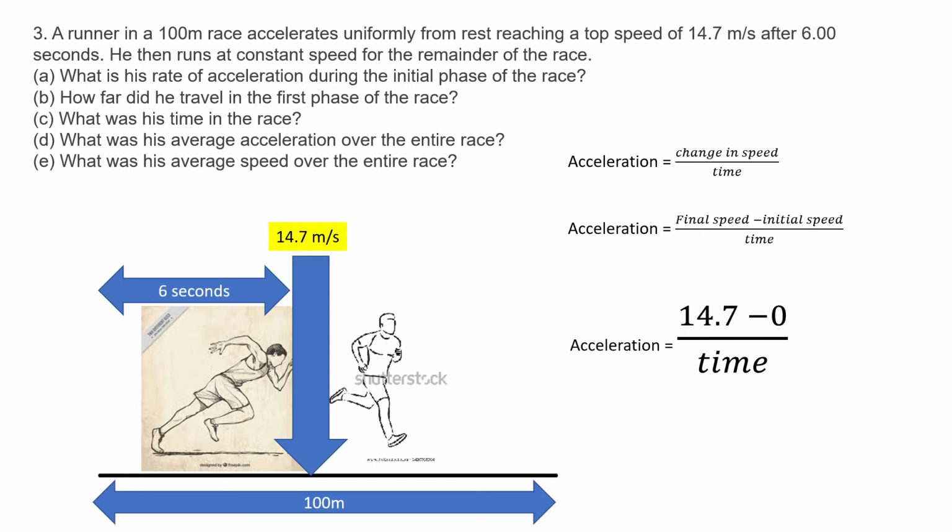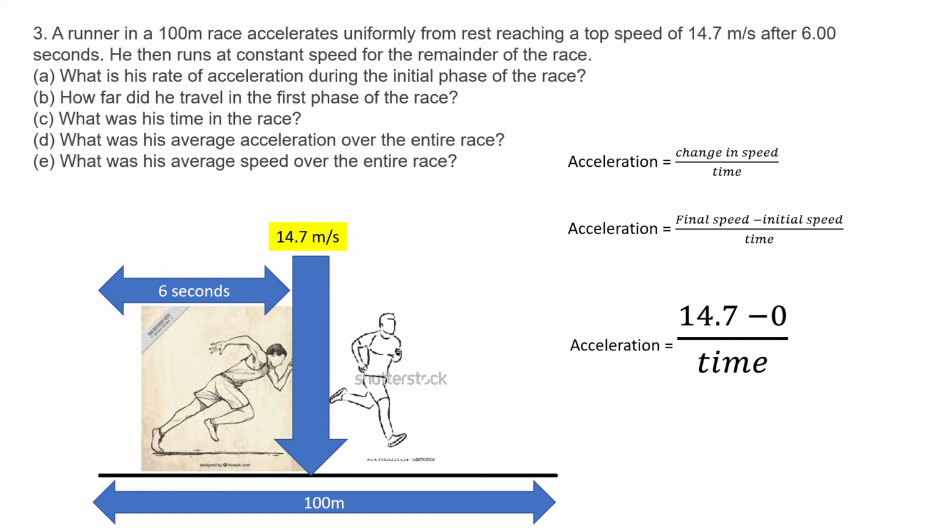Well, it was from rest. So it is 14.7 take away 0 and divided by the time. For the first part of the race, it took him 6 seconds. So what is the time? Okay, so the acceleration is equal to 14.7 take away 0 divided by time taken. So work out the acceleration in a calculator. It should be 14.7 take away 0 divided by 6.